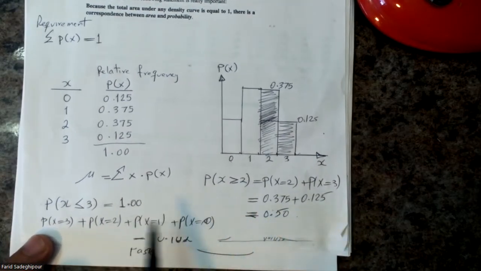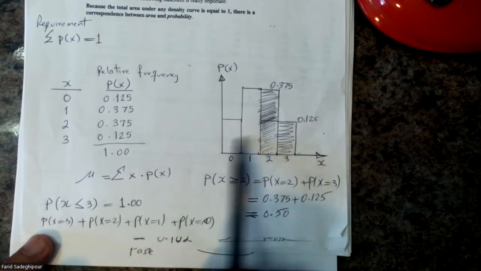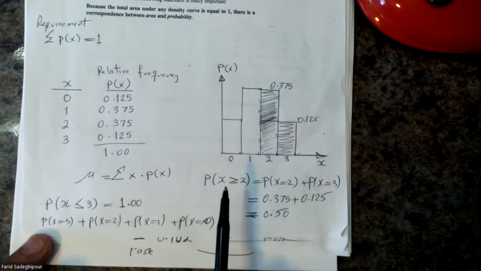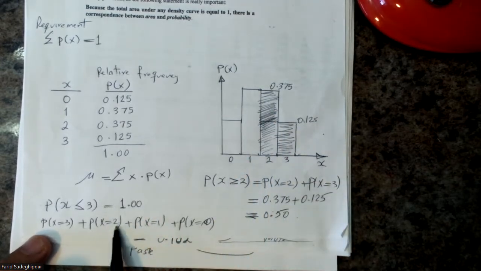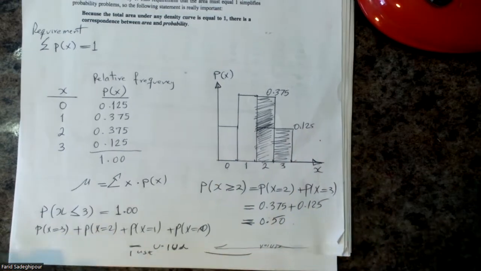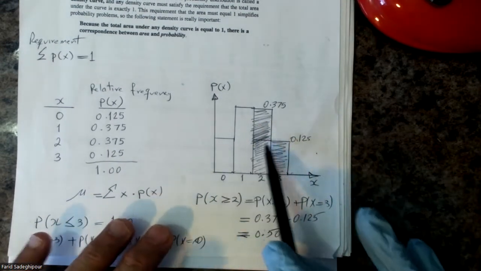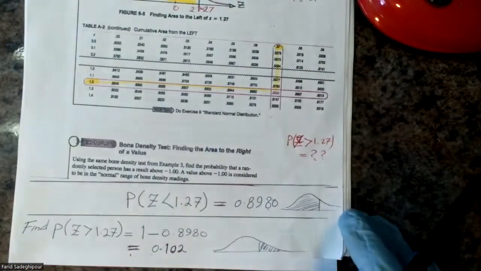Or what's the probability of x less than 3? It means you want the whole area. In that case, you have to calculate the area of each rectangle and add together. This is in the case of the discrete. Again, in the case of discrete, because you're dealing with rectangles, it's easier to calculate.